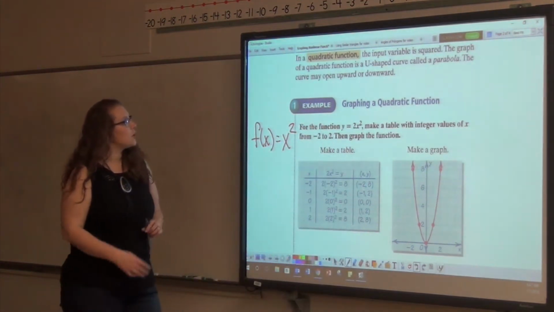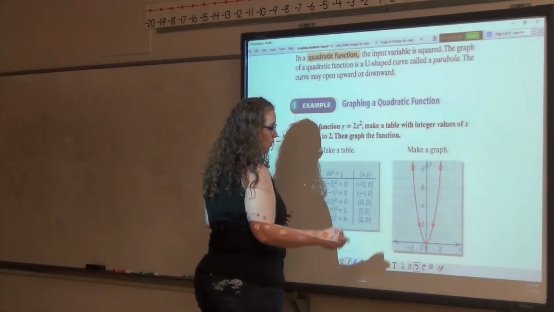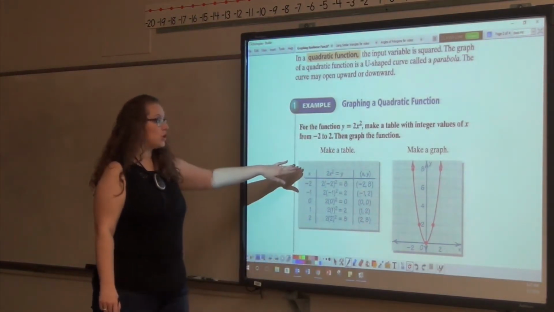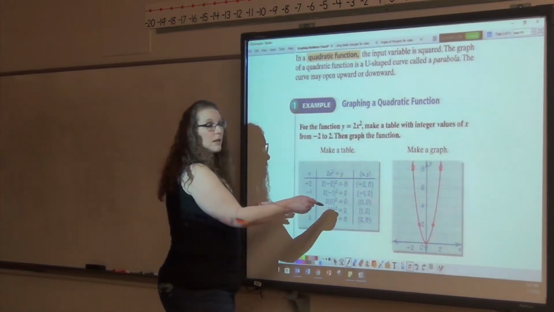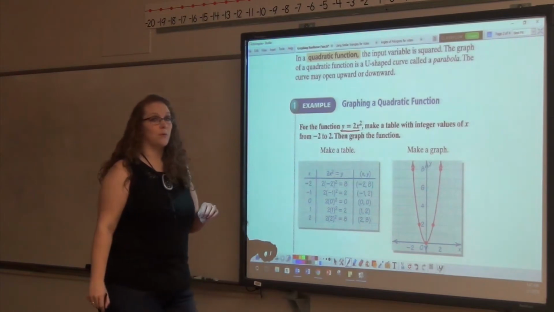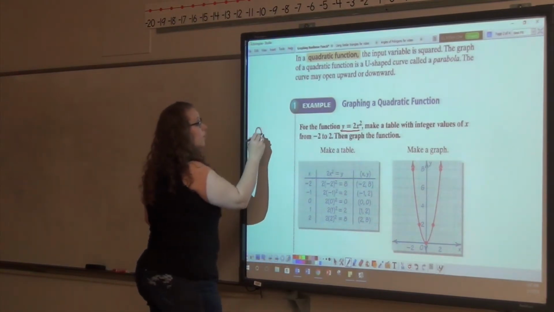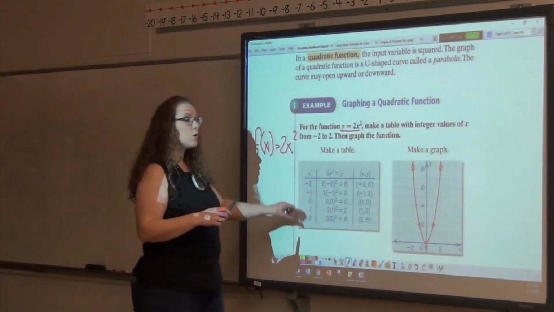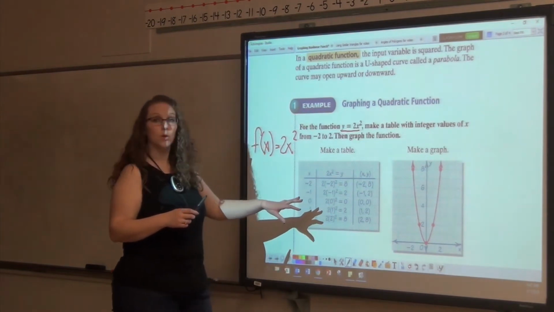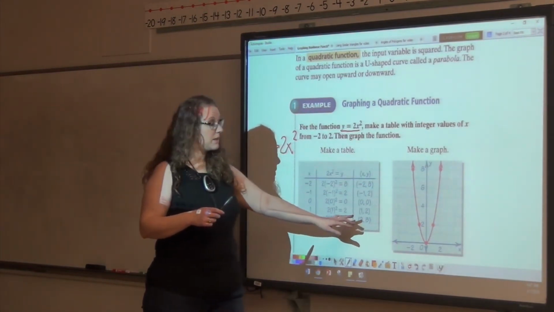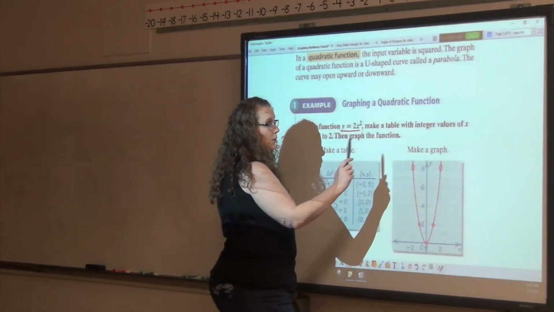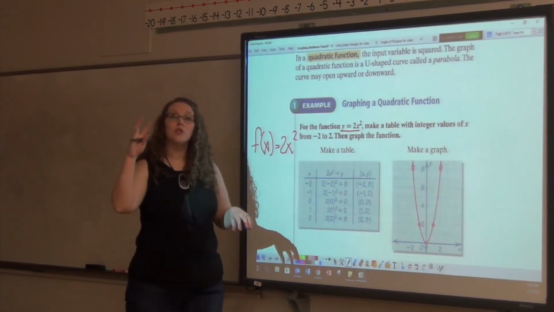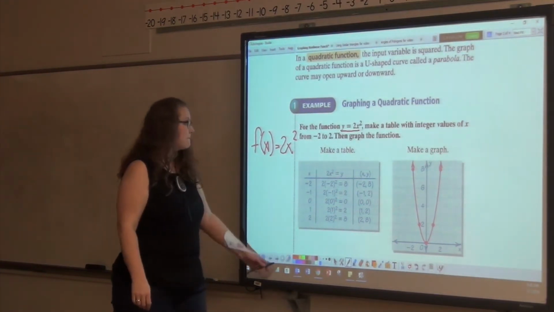All right, so for the function y equals 2x squared, that is your function here. Here's your table. They actually chose x values and then substituted them into this equation, which is y equals 2x squared. Could also be written f of x equals 2x squared. All right, so they chose their x values, they substituted them into the function rule, and they found their y values and then put them in ordered pairs. When they graphed those ordered pairs, they had a parabola. So when you're graphing quadratic functions, you choose your x's, solve for your y's, and then graph those points.